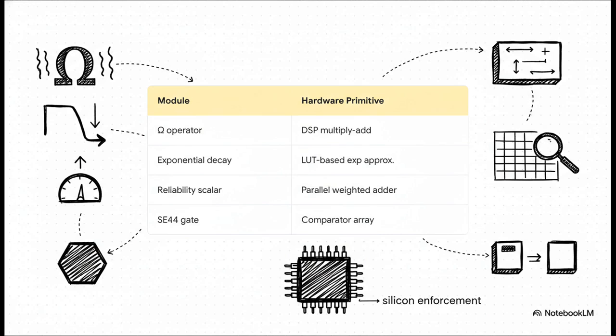These abstract concepts aren't just vague ideas. They have a direct one-to-one mapping to efficient hardware primitives. The omega operator becomes a DSP function. Exponential decay becomes a lookup table. The reliability score becomes a parallel adder. This is determinism, enforced in silicon.